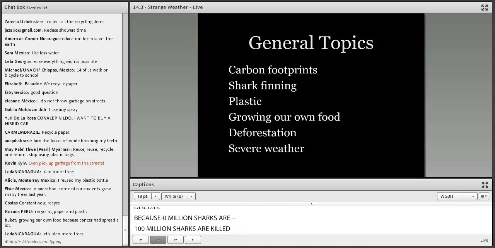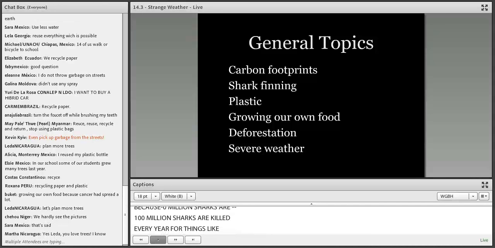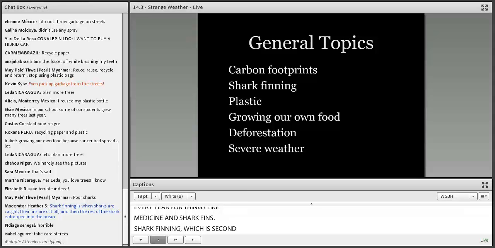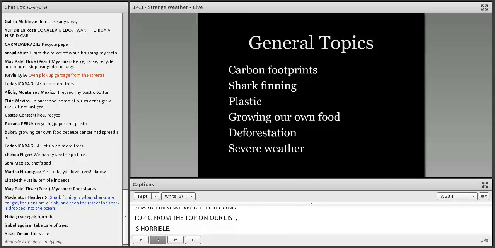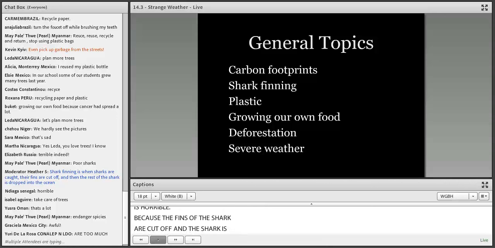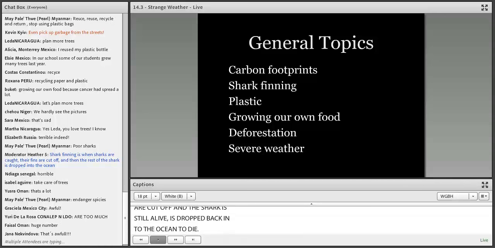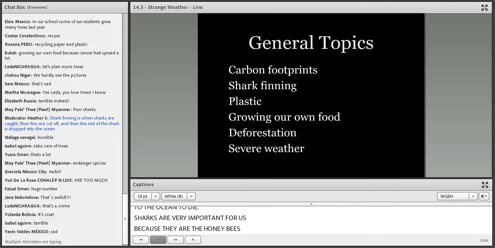Shark finning, which is the second topic from the top on our list, is horrible because the fins of the shark are cut off and the shark, still alive, is dropped back into the ocean to die. Sharks are very important for us because they are the honeybees of the sea. If they die out, we too will eventually die out.